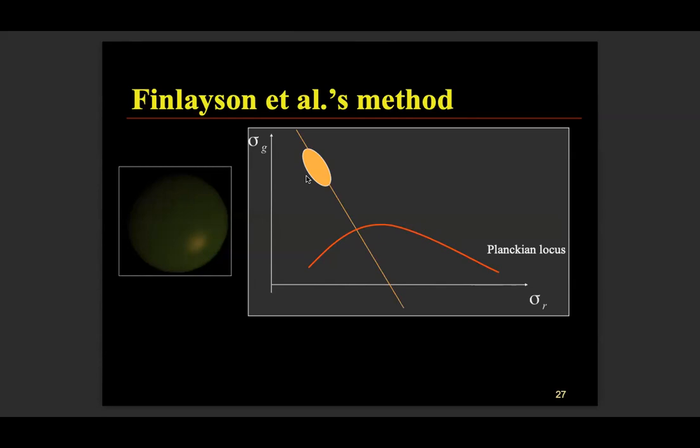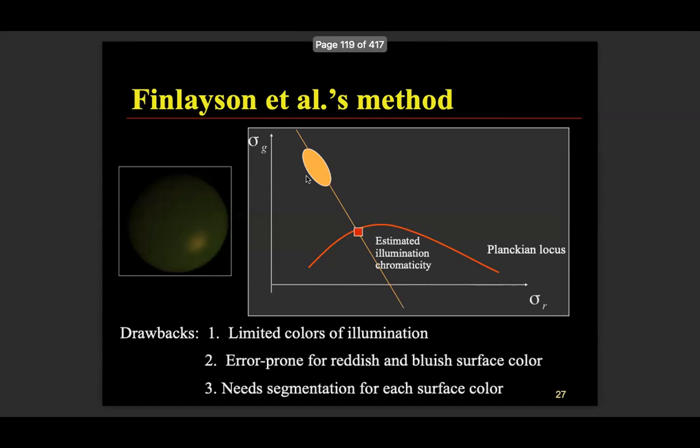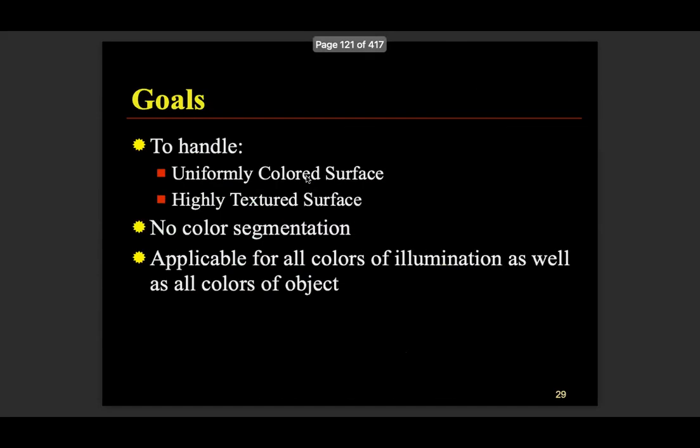Finlayson actually published this in 2001, I think, right? And that's how he could get this. Now, the method proposed here is to deal with uniform color but also highly textured surfaces. So how can we handle uniform color and also highly textured surfaces at the same time, with no segmentation, and be applicable for all illumination, without the Planckian locus constraint?